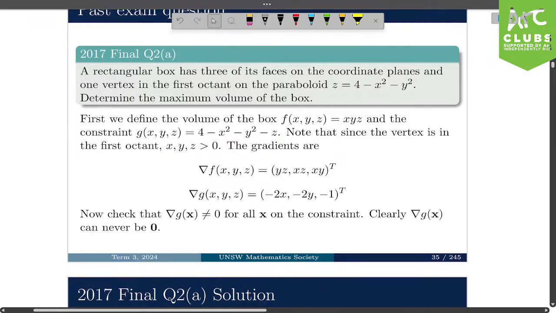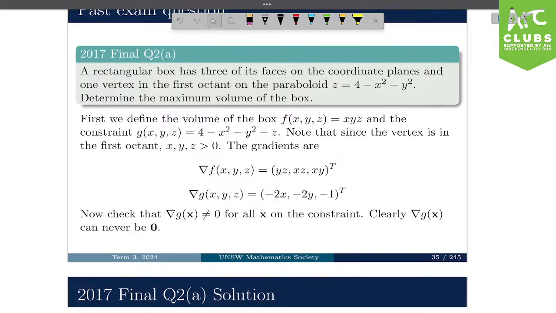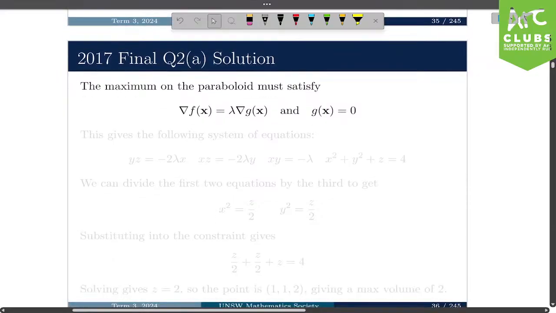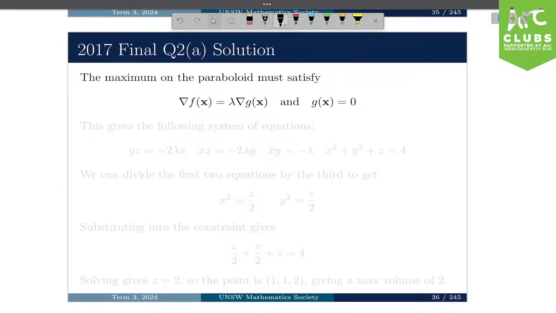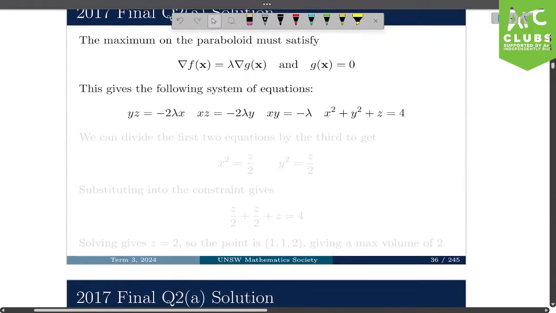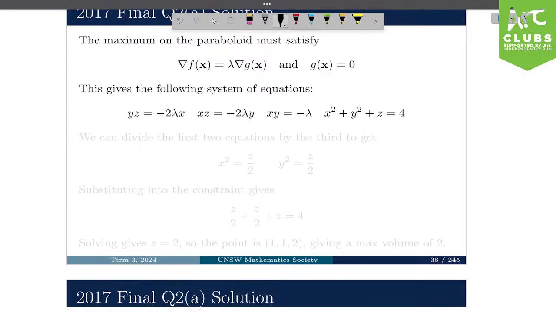And now we should check that the gradient of g(x) is not equal to 0 for all x on the constraint. So clearly, based on this, the gradient of g(x) can't be equal to 0 because it has a constant term. And now the maximum on the paraboloid must satisfy the gradient of f(x) equal to lambda times the gradient of g(x), and g(x) equals 0. So this gives us the following system of equations. yz equals negative 2 lambda x, xz equals negative 2 lambda y, xy equals negative lambda, and x squared plus y squared plus z should be equal to 4.